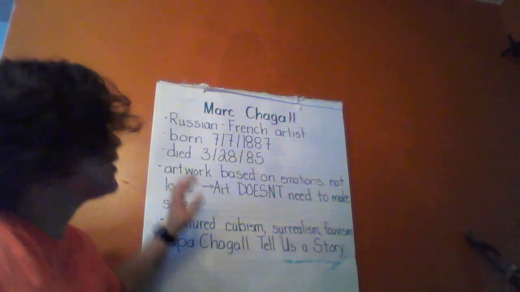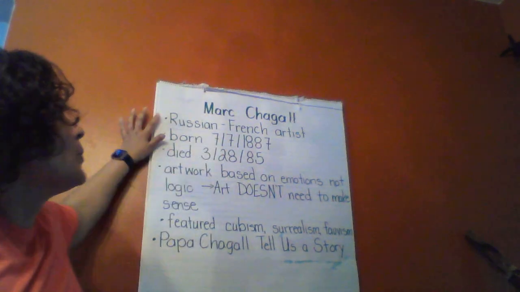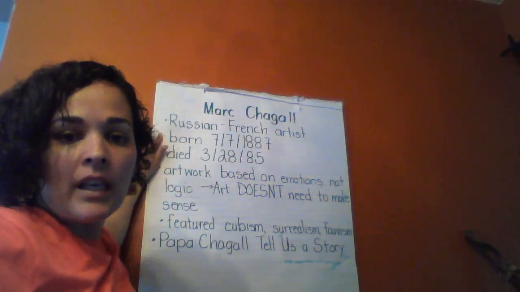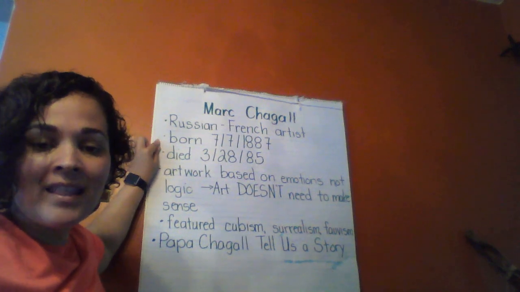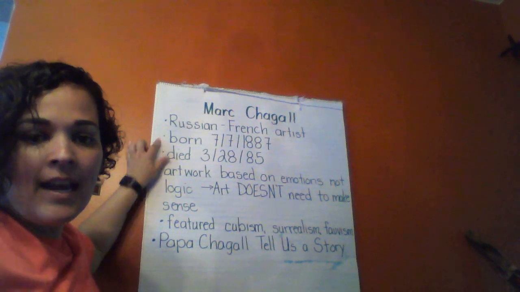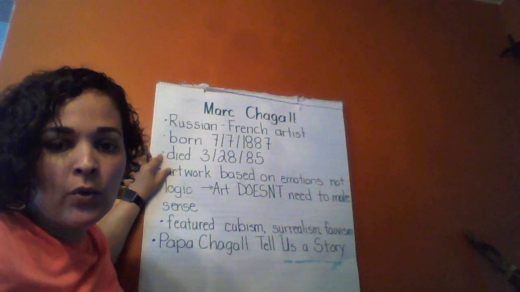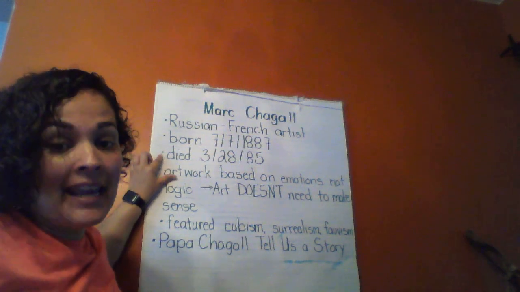Hi, friends. All right, today we are going to learn about Marc Chagall. He was a Russian French artist. He was born July 7th, 1887, and he died March 28th, 1985.